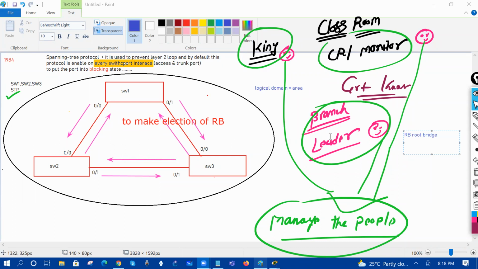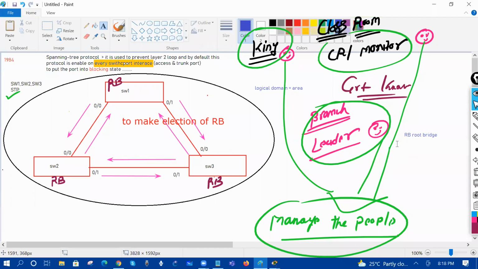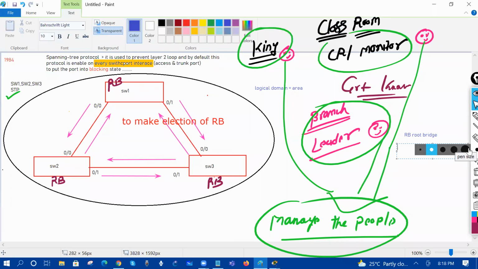But how are they going to elect the root bridge? This guy will become the root bridge, because at the starting of the time he will say, hey, I would like to become a king, and I would like to become a king at the first time. So what happens? Every switch is going to share its own information, and that information is called a bridge ID.